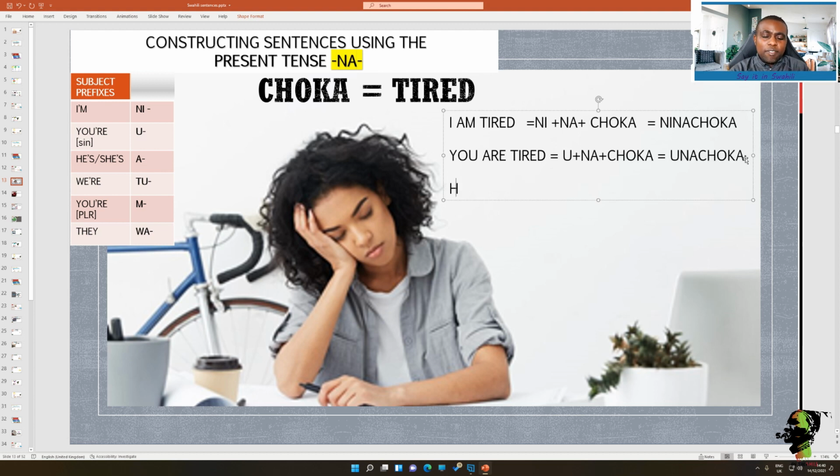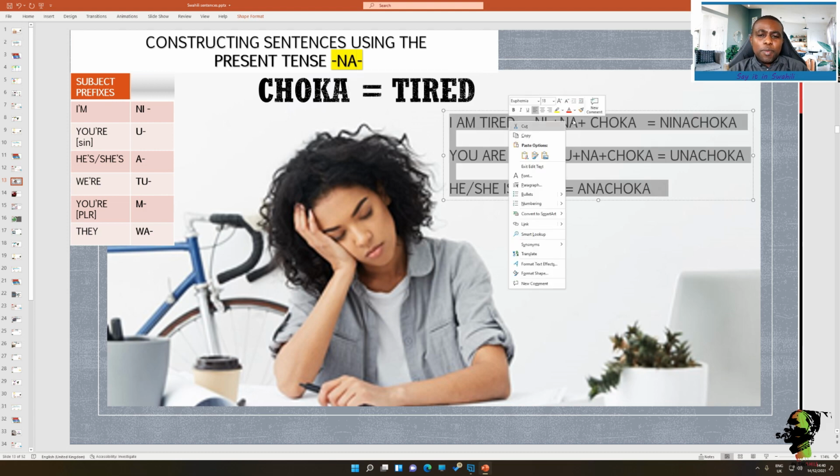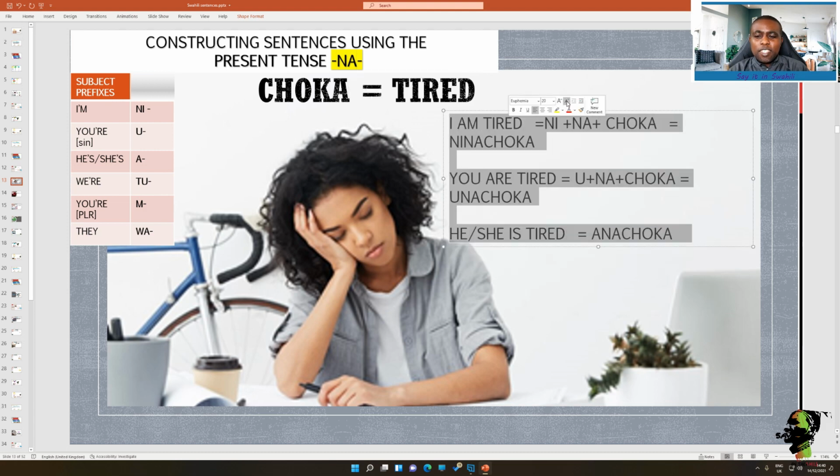Let's try and construct another one. He or she is tired. How are we going to construct that kwa Kiswahili? Again, the subject prefix for he or she. Don't forget. Good. And then na. Again, choka. So now I know you're becoming confident. That's why I'm not breaking it up. I'm now saying it as one word. Anachoka. Your turn. Can you read that for me? Anachoka. We're going to make that one a little bit bigger so that we can see it easily. That's better.